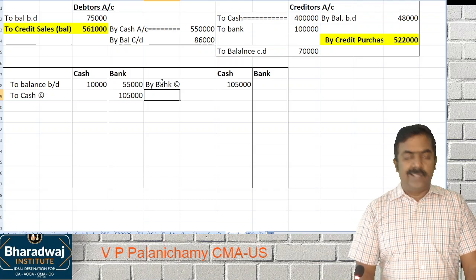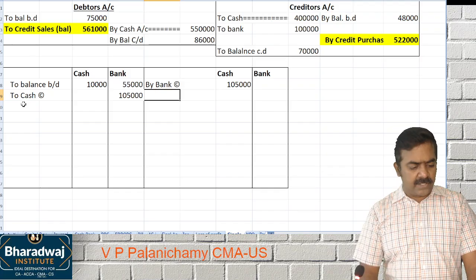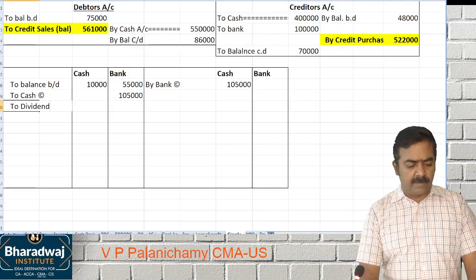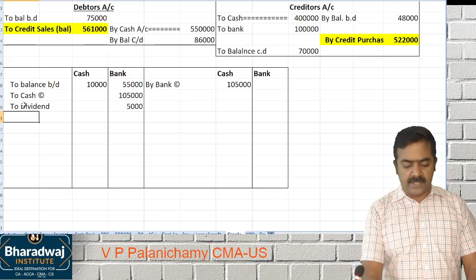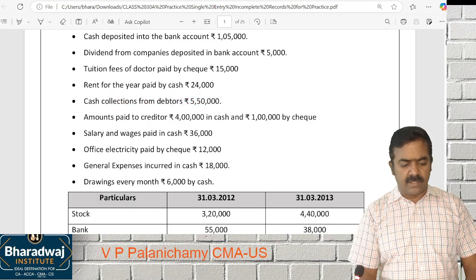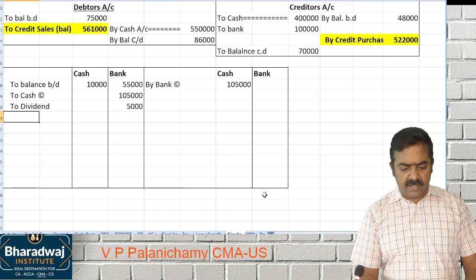Then dividend from companies deposited into the bank account. It's an income collection. How much is deposited? 5,000 deposited in the bank account. What is the next one? Tuition fees of daughter paid by check. It is drawings.